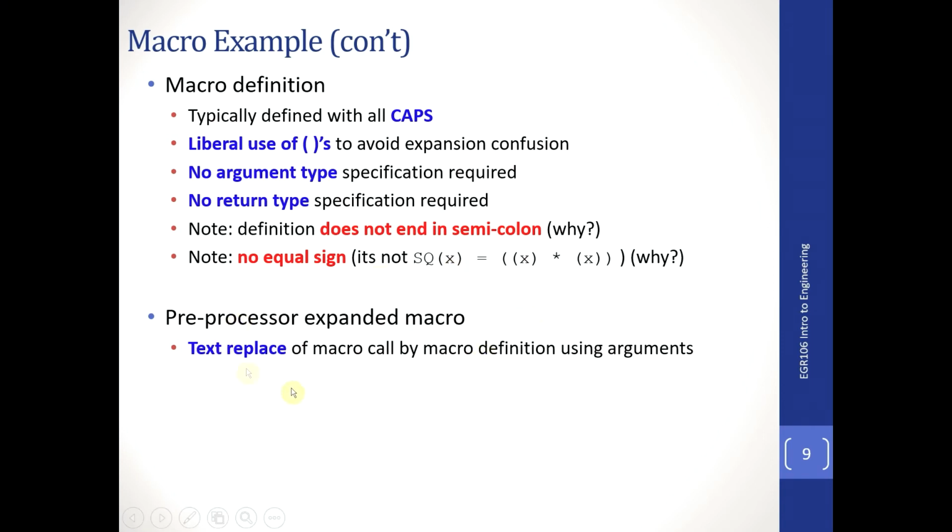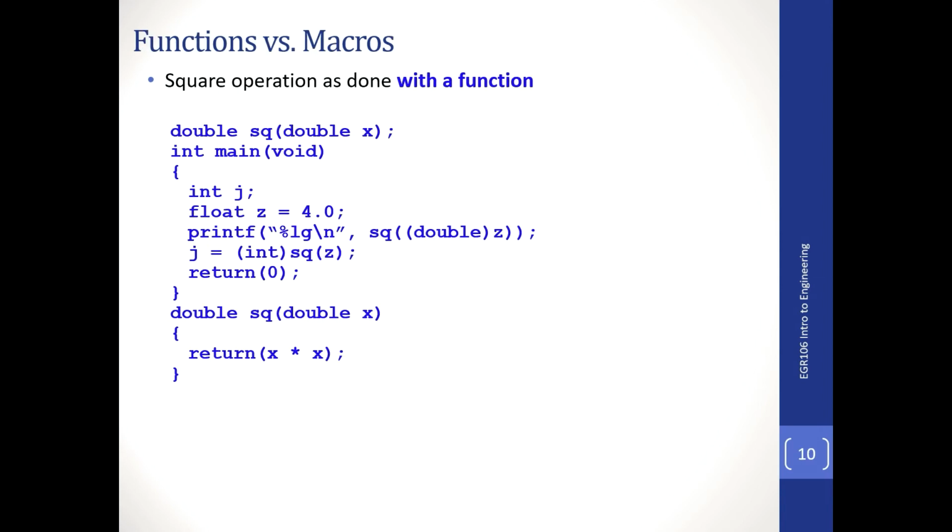Okay, preprocessor expanded, right? We talked about this. That text just gets replaced by your preprocessor, so your macro will use whatever arguments are there. So let's look at functions versus macros.